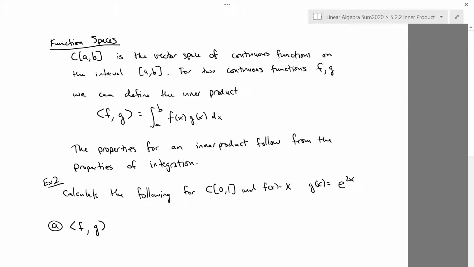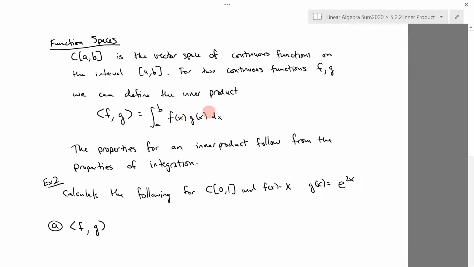Okay, so for two continuous functions f and g, we'll define the inner product of f with g as the integral over the closed interval [a,b] of f(x) times g(x). So if we look at how the inner product is defined here, you can sort of think of it as being analogous to the dot product, right? Because what is the dot product? It's just the sum of the products of the coordinates of the two vectors, right?